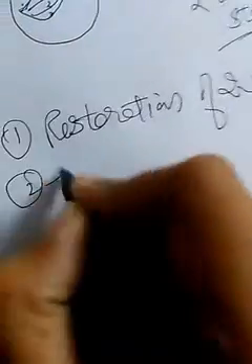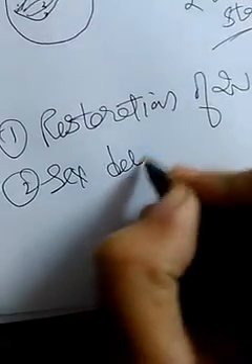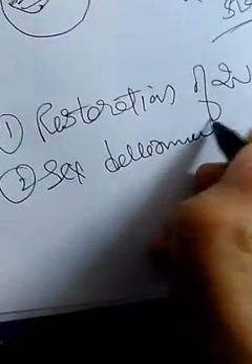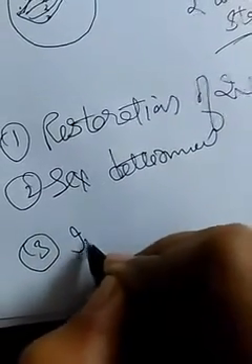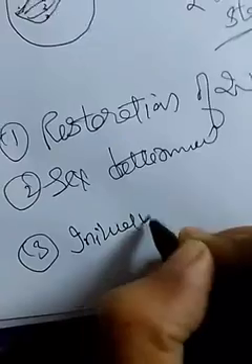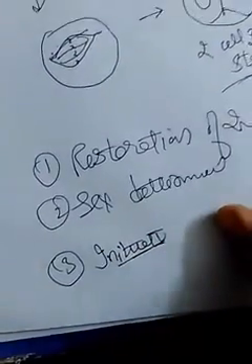So this whole process of fertilization results in, first, restoration of the diploid number. Second, it helps in sex determination of the individual. Third, after that, cleavage initiates. What is cleavage?